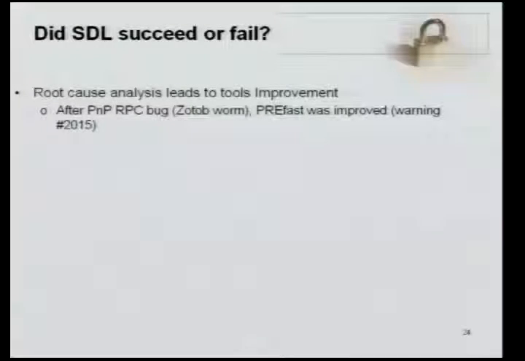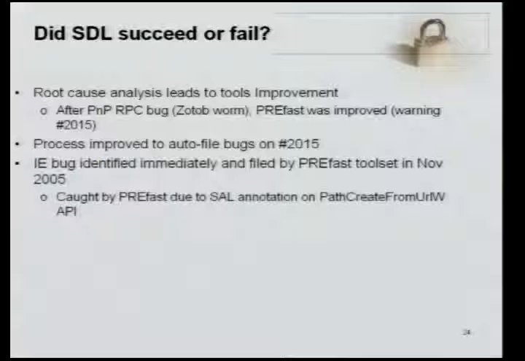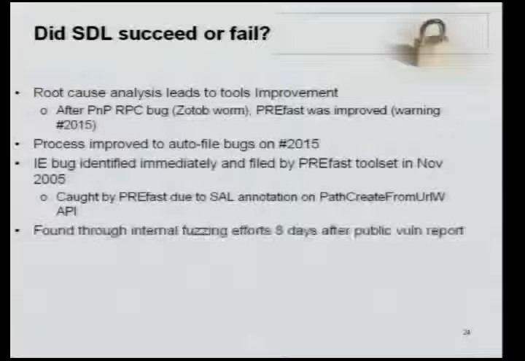After we looked at the coding construct used behind that particular vulnerability, we realized our tools didn't find it, so we added that particular pattern to prefast and said, now it'll emit warning number 2015 when you run that tool on the code base. We changed our process to actually auto-file bugs based on that warning number. That IE bug, because of the SAL annotation, was caught immediately, and if we hadn't SAL annotated all these different functions, we wouldn't have found this defect.